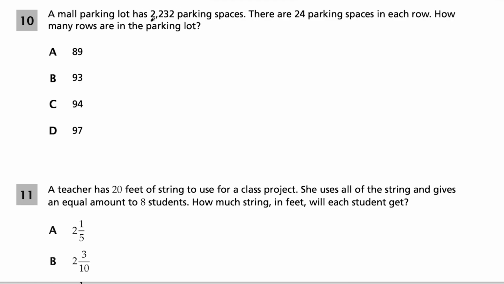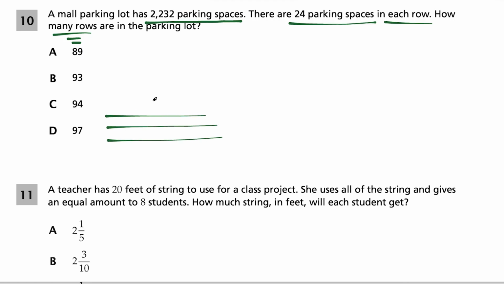Question 10, a mall parking lot has 2,232 parking spaces, and there are 24 parking spaces in each row. How many rows are there in the parking lot? So for this question here, what I'm imagining is we have a bunch of rows, and we don't know how many rows there are, but we know there's a bunch of them. And each row has 24 parking spaces. And we want to know how many rows are there if there are 2,232 parking spaces in total.